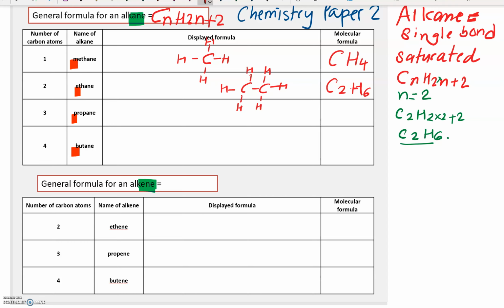If I carry on doing the display formula, prop means 3 carbons, and if you count the bonds on each carbon, you get 4. If you end up with more than 4 bonds to a carbon, that means you have drawn something wrong. So let's draw the hydrogens, and now the formula will be C3H8 if you count your hydrogens. And again, you can use your generic formula to calculate that.